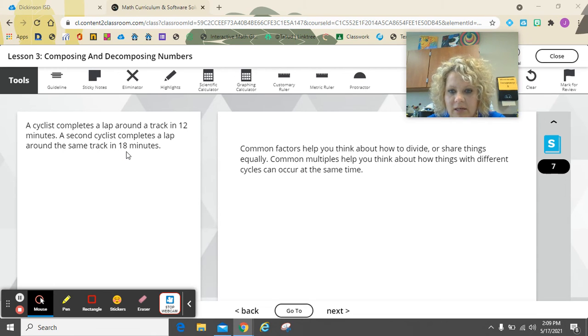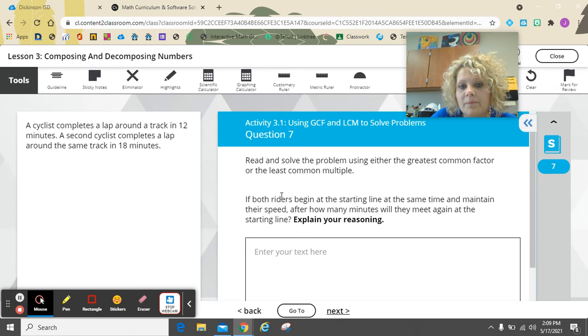So common factors help you think about how to divide or share things, which we're not doing here, but common multiples help you think about how things with different cycles can occur. So this is a different cycle because one person is going around the track in 12 minutes and the other one is going around the track in 18 minutes. So because of that, we are going to use least common multiple. So we're going to find the multiples of these numbers, and then we are going to find the least one to figure out the answer to this.